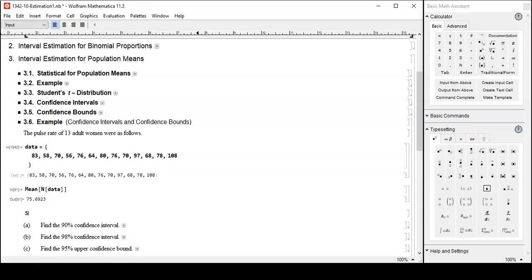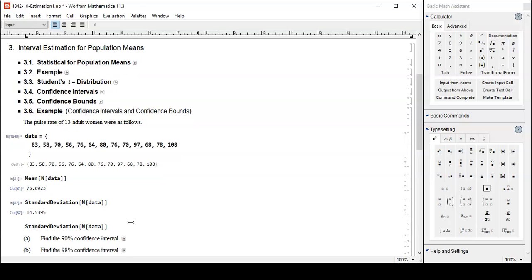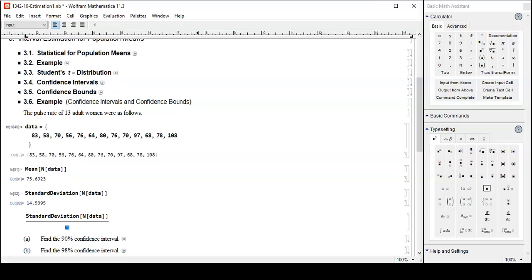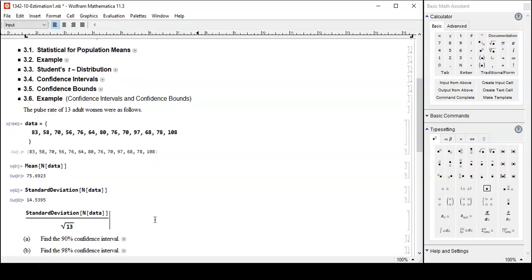This is the mean. That is the standard deviation. And then over the square root of 13. This is the standard error. So what do we have here?